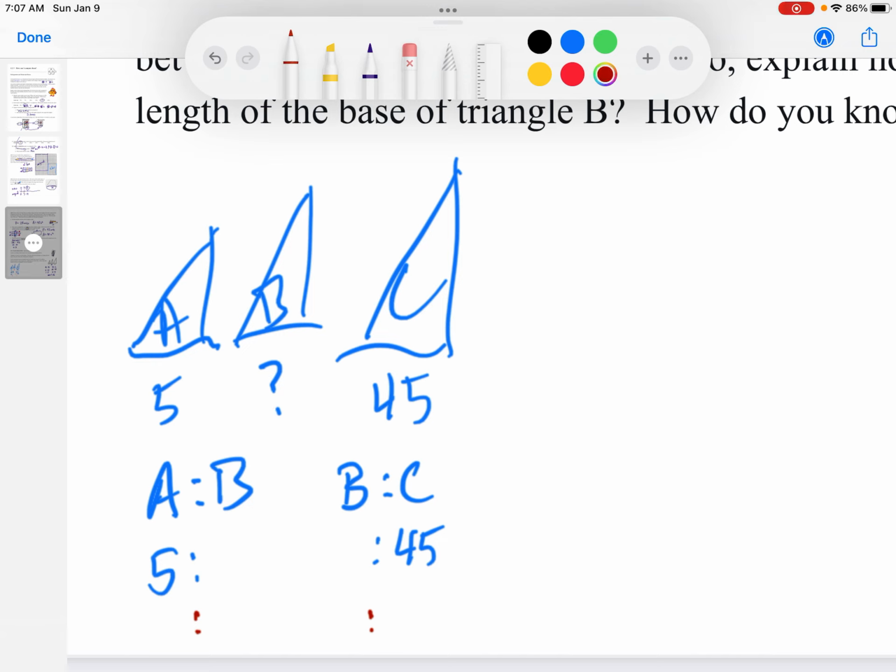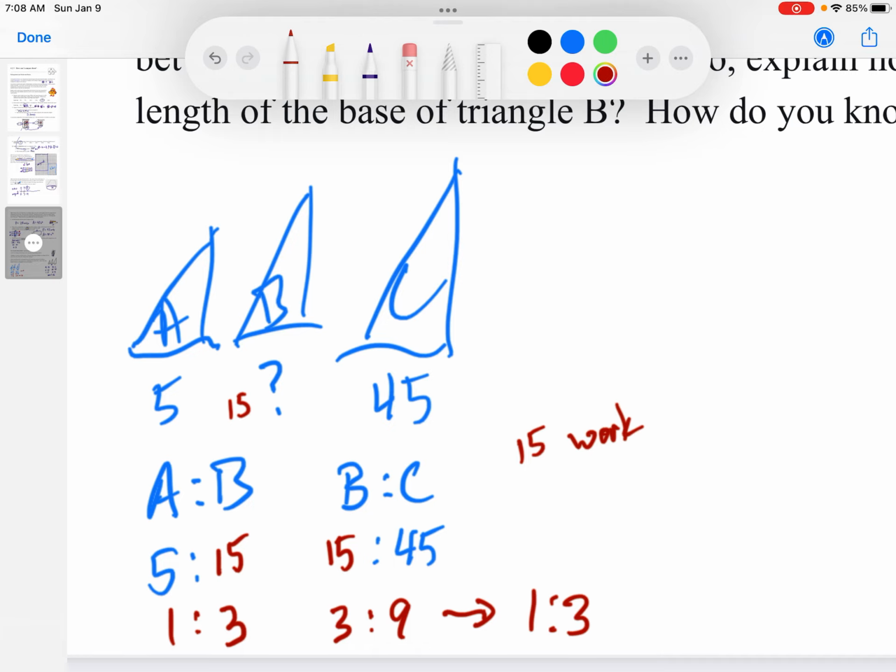Let's try 15. 5 to 15, let's divide them both by 5. I get 1 and 3. Then if I do 15 to 45, divide them both by 5, what do I get? I get 3 to 9. Ooh, I could reduce that even further. Divide them both by 3, I get 1 to 3. Hey, 15 works. 15 works.